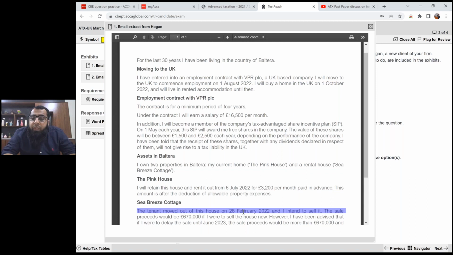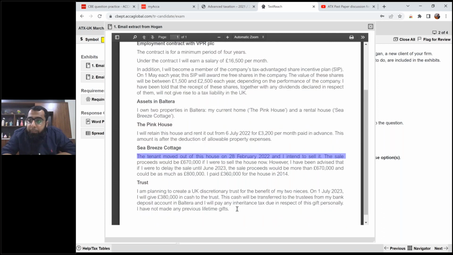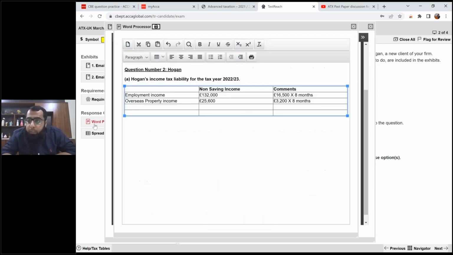And then there is one more property, Sea Breeze Cottage. The tenant moved out on 28 February 22, so there is no rental income in 22-23 because the tenant moved out in the previous fiscal year. One student has said that even though the house was given on rent in July, UK tax will apply from August. Yes, it will start from August because we became resident from that date.